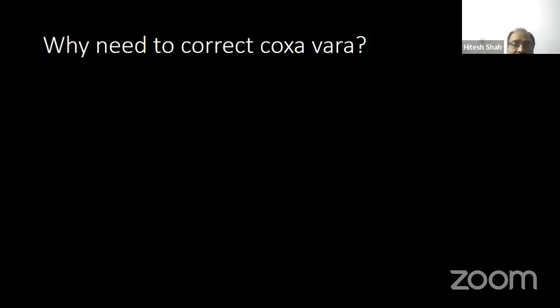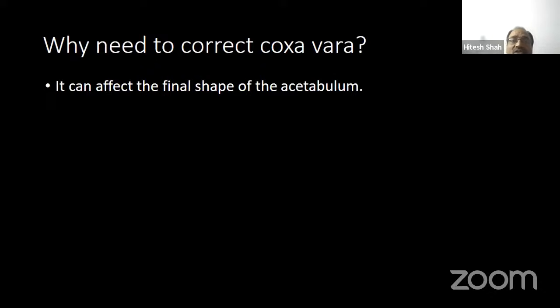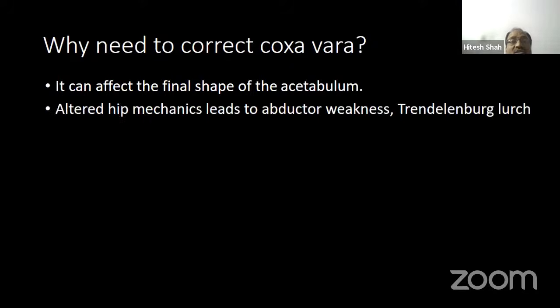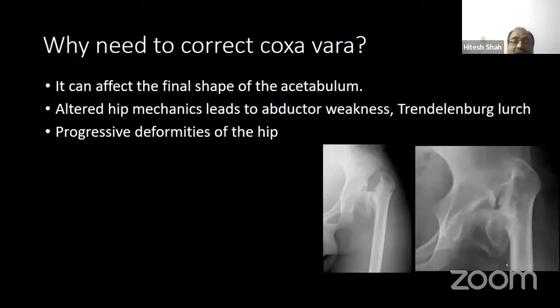Why do we need to correct a case of Coxa Vara? If it has been there since birth, the final shape of the acetabulum would be altered because of the poor remodeling of the proximal femur. The stimulus to the acetabulum would be less, so it can affect the final shape of the acetabulum. The altered hip mechanics lead to abductor weakness and a Trendelenburg lurch; the patient may present with a painless lurch, and a progressive deformity can happen.